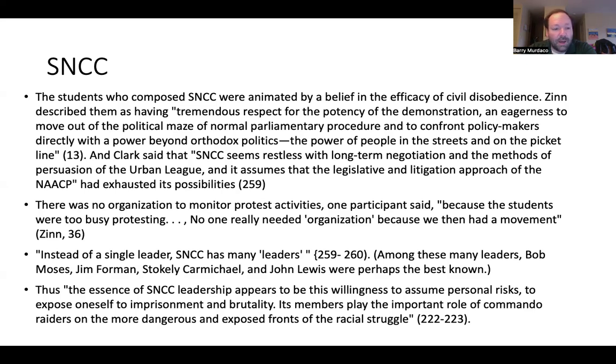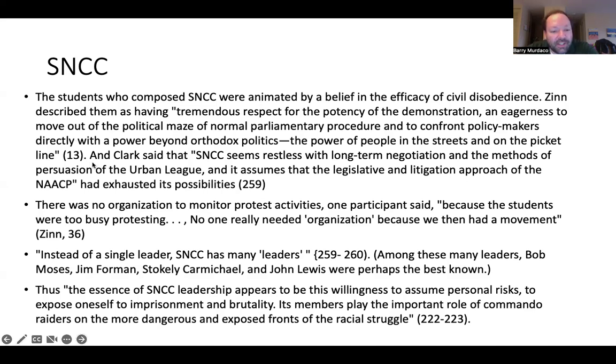Among these many leaders, Bob Moses, Jim Foreman, Stokely Carmichael, and John Lewis were perhaps the best known. John Lewis later became a member of Congress, an important part of the Democratic Party, but I think also in some ways serves as a cautionary tale, right? John Lewis started off as a radical in the civil rights movement, but by the end of his life became just another garden variety politician for the most part.